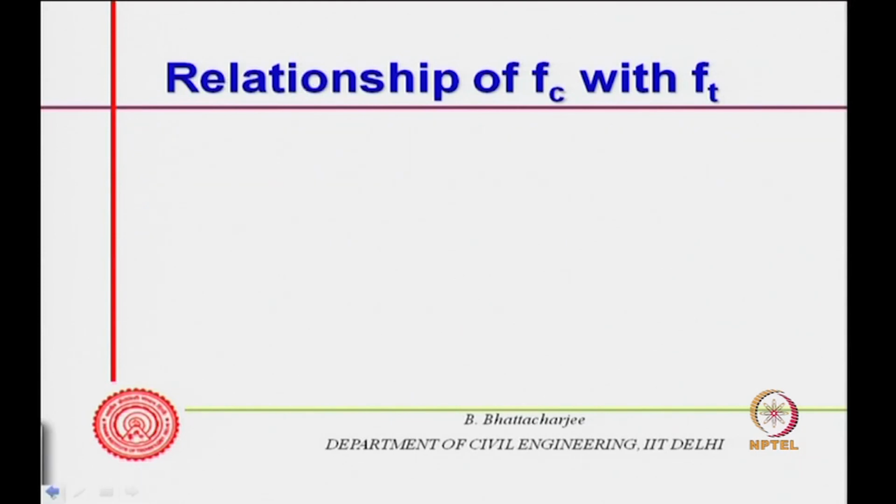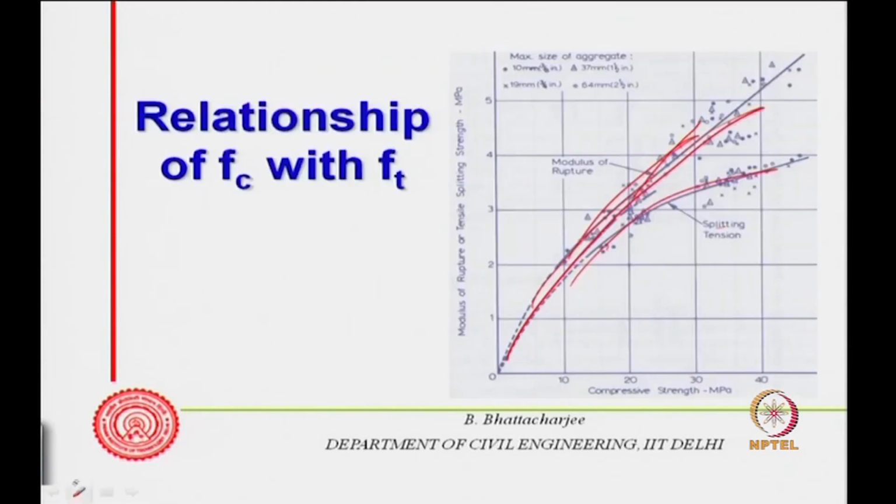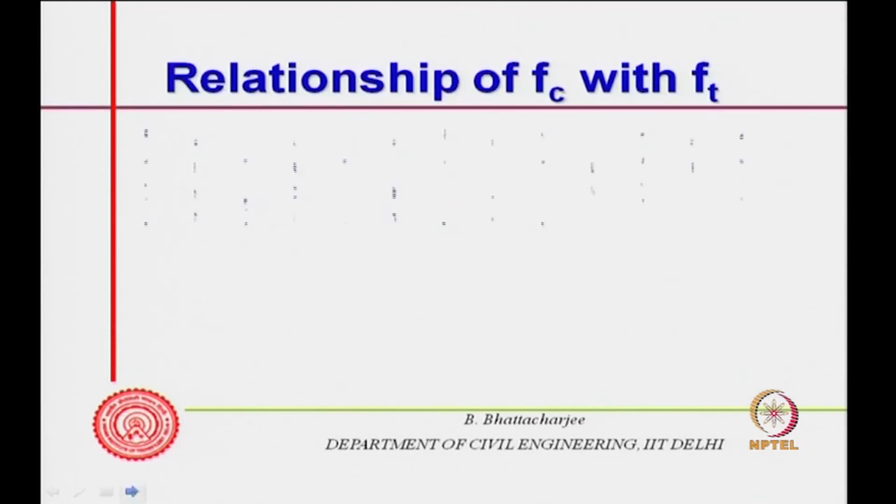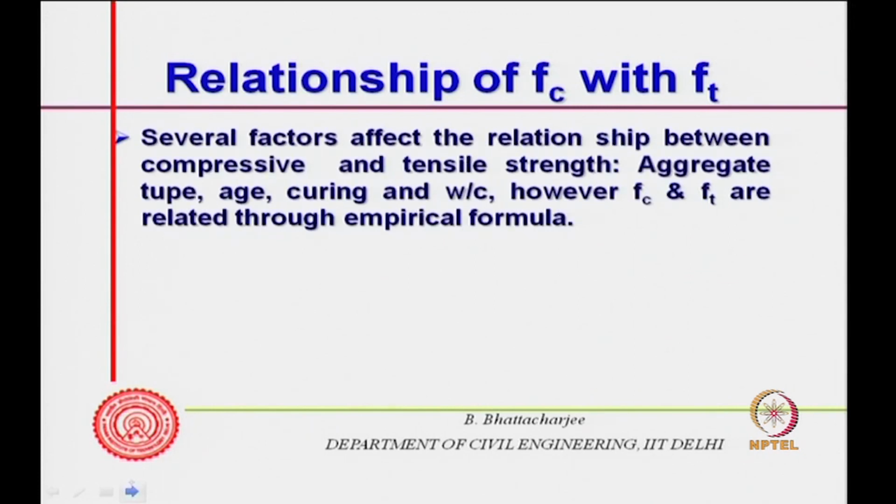As we see in the previous curve, the scatter is because of the type of aggregate, MSA values, maximum MSA values, and there could be other cases such as moisture condition, etc. Many factors would affect this. So, several factors affect the relationship between compressive and tensile strength: aggregate type, age, curing, water cement ratio. But through an empirical formula one can relate them.